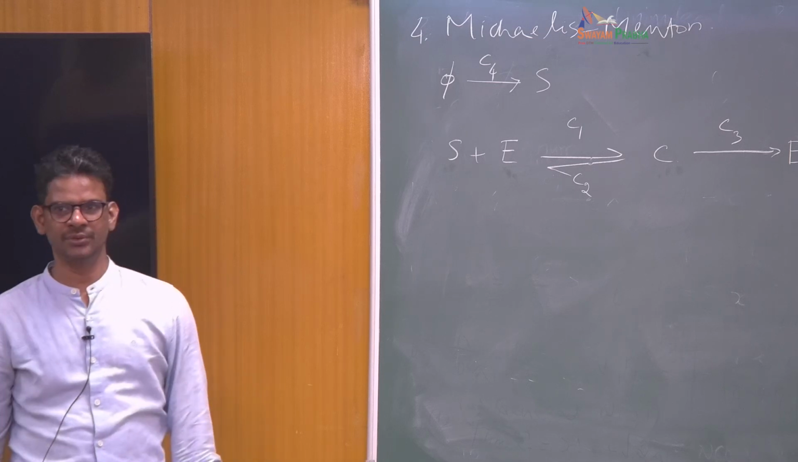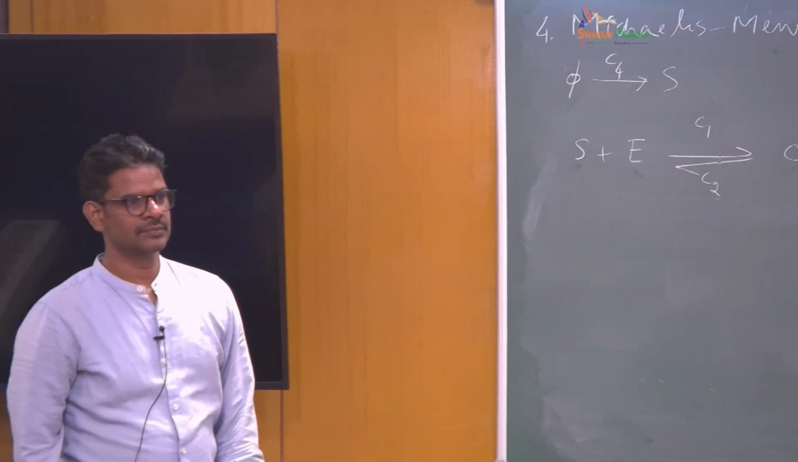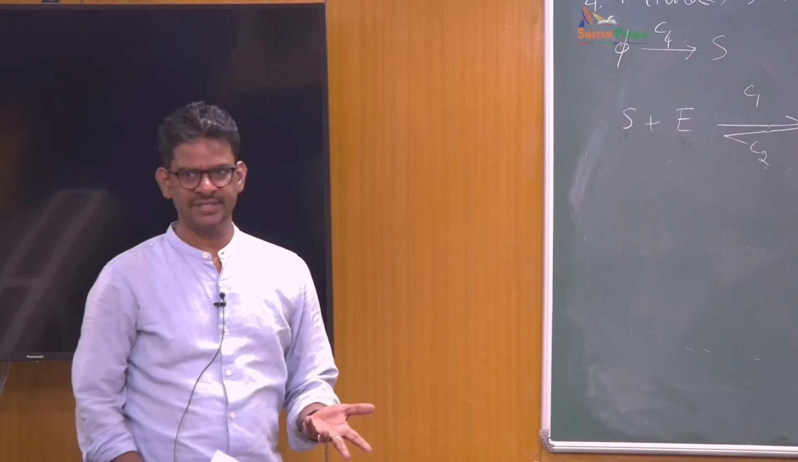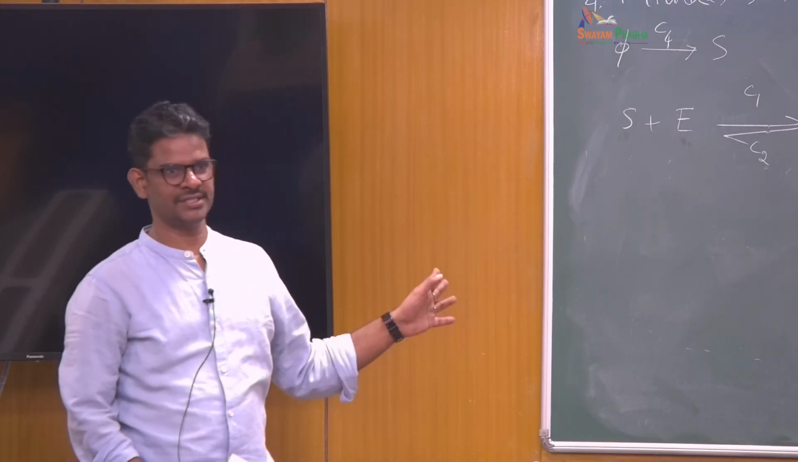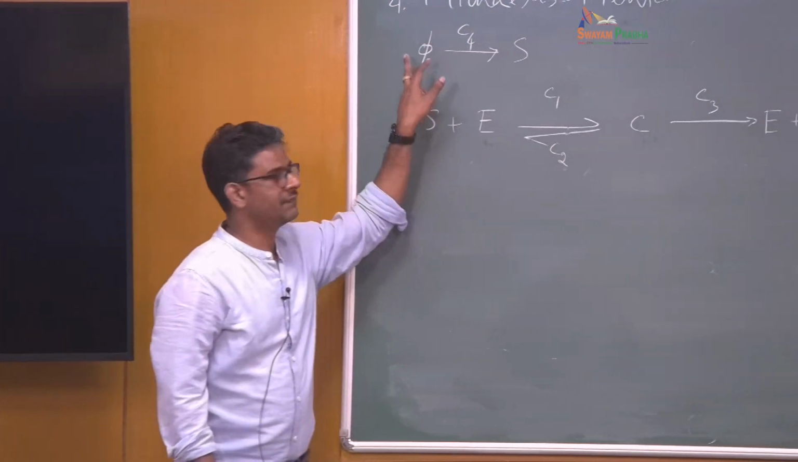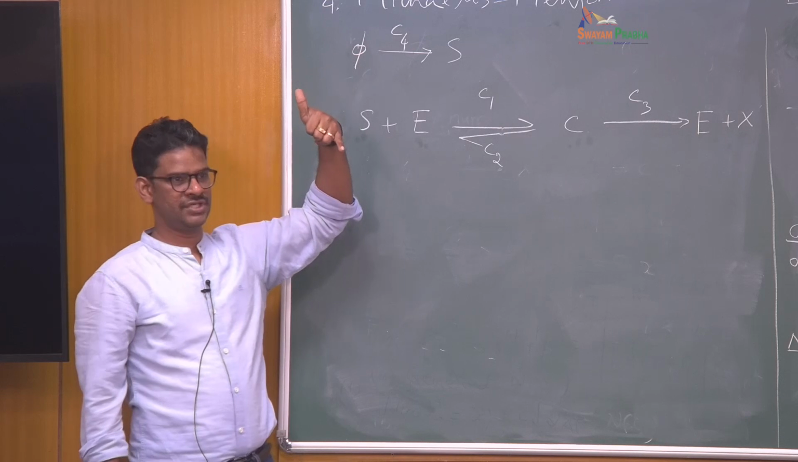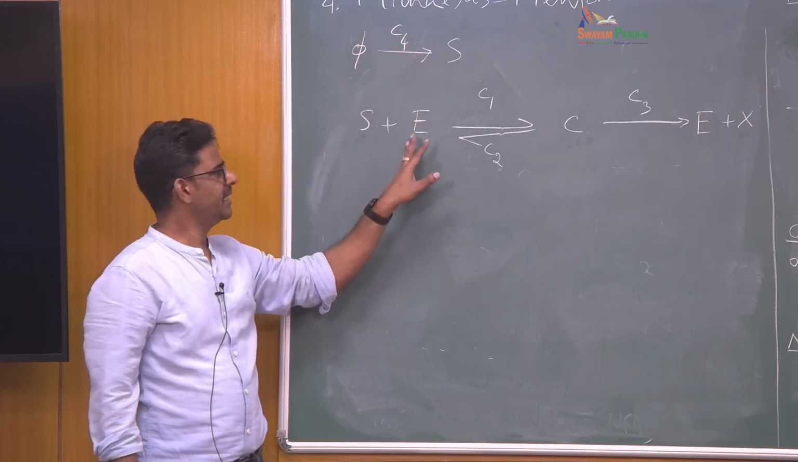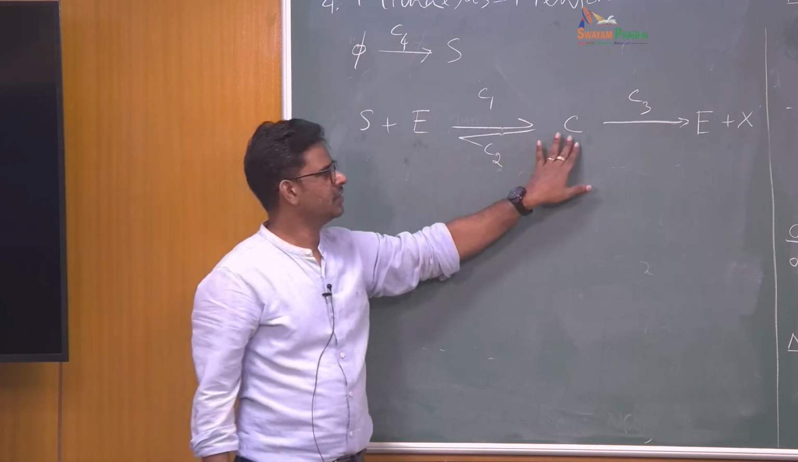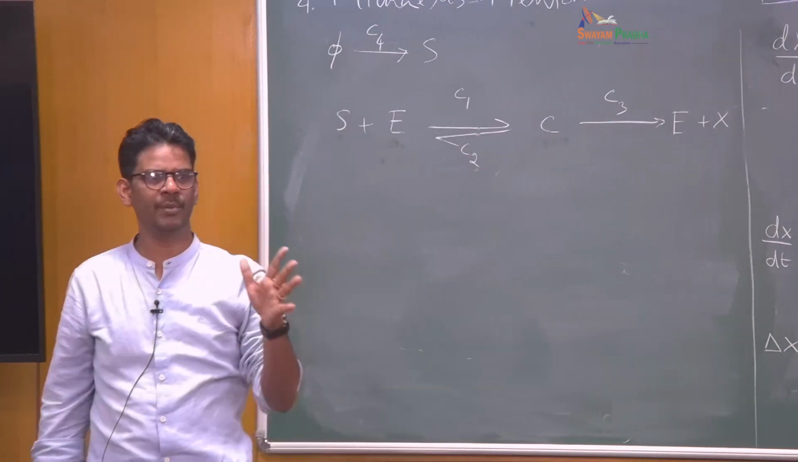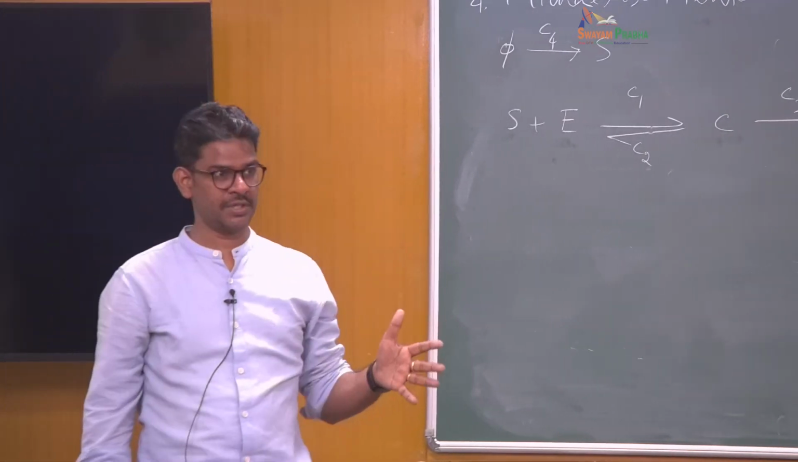What should be non-zero to initialize this reaction? Should enzyme be non-zero? We need enzyme, right? Without enzyme, this reaction cannot happen. Substrate, we can start with a 0 also, because we have this source. So substrate can be 0, but this source is going to keep on adding to it, but enzyme has to be non-zero. This can be 0, this can be 0. So you can see what is the minimum requirement for initiating the reaction network.